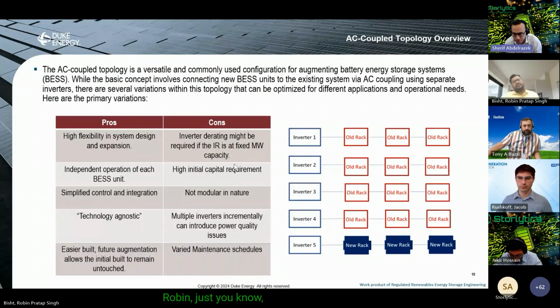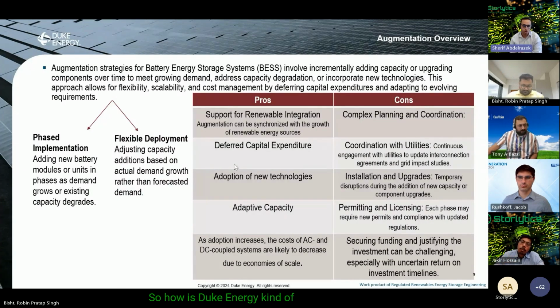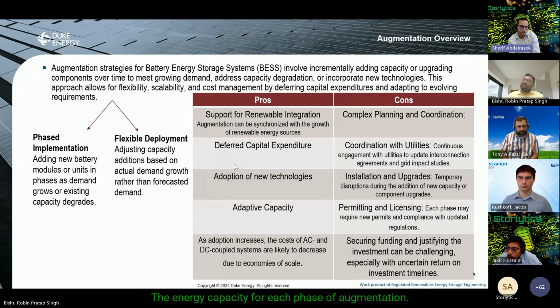So, Robin, just a couple questions here. We have one question, I'll just read it out. What is the general rule of thumb for initial beginning of life overbuild? And I'll expand on it a bit. How is Duke Energy going about finding the deployment capacity, the energy capacity for each phase of augmentation? If you're planning an augmentation or an overbuild, how are you going about finding that kind of overbuild ratio?